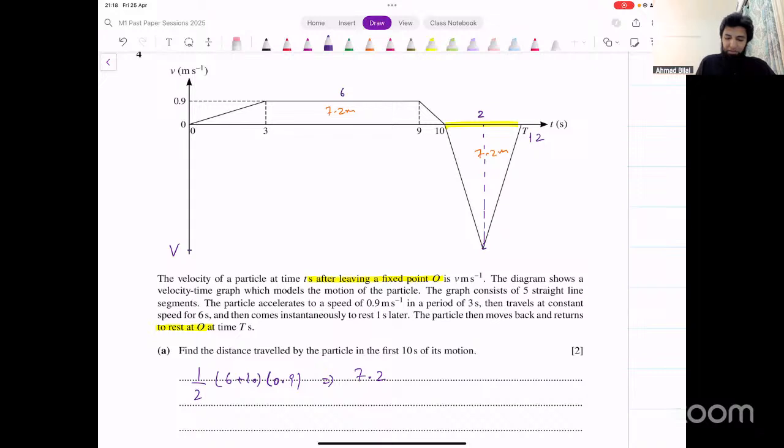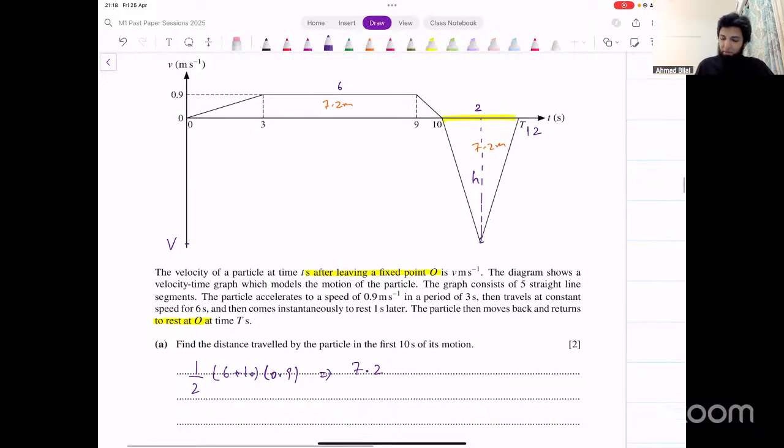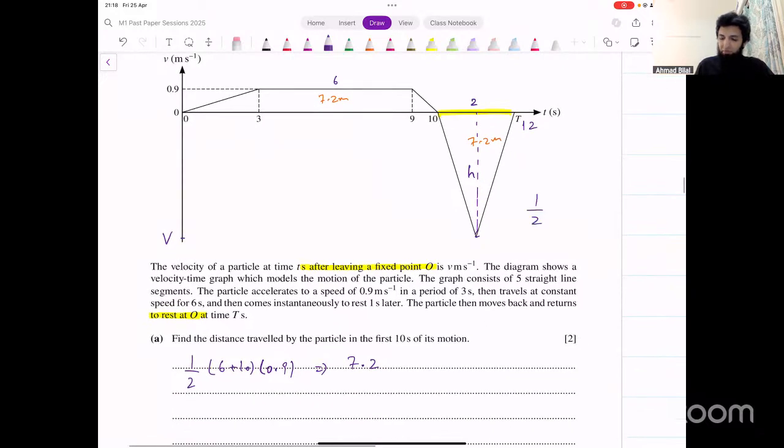So what's the area of the triangle? Height, we can say that is v, although the value of v will be negative at the end. Let's actually call this something else. Let's just call this x or h. Let's find the height of this triangle. Half into base, which is 2 into height, that should equal 7.2, right? Because this area of the triangle should also be 7.2 if it's returning back to the same point again.